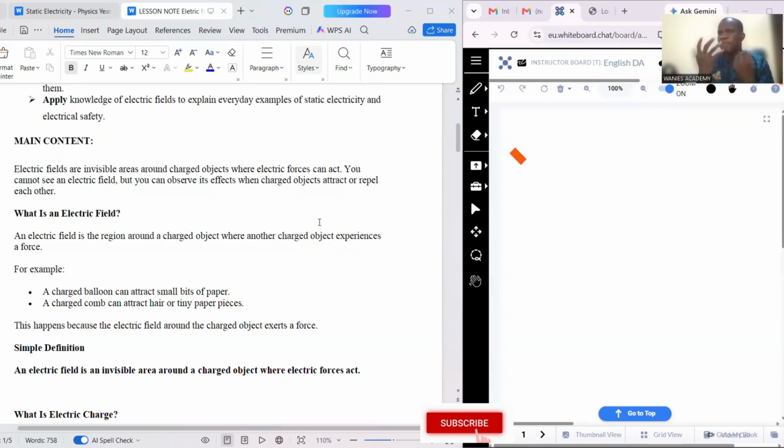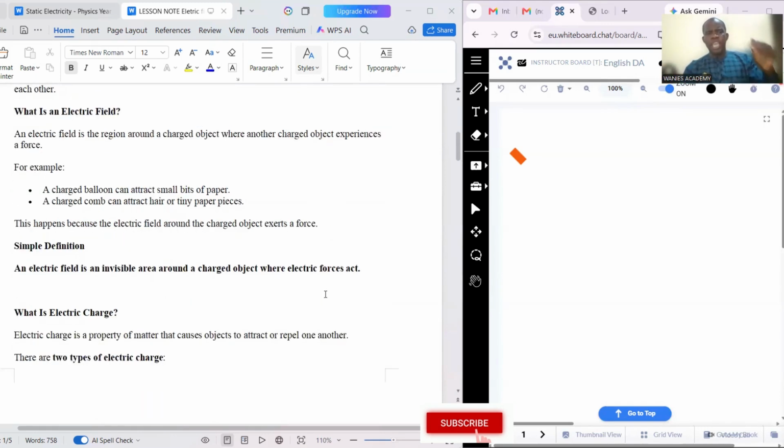So now, the simple definition I'm going to give you in this lesson is that an electric field is an invisible area around a charged object where electric forces act. Now, what is electric charge? That's another question, because we're talking about charge. What is electric charge?